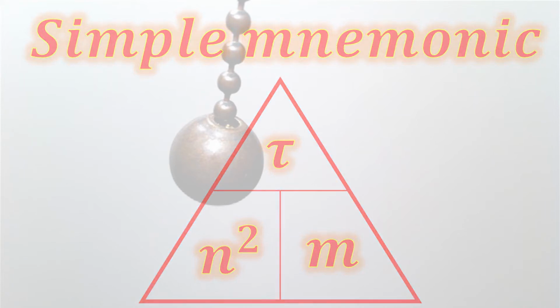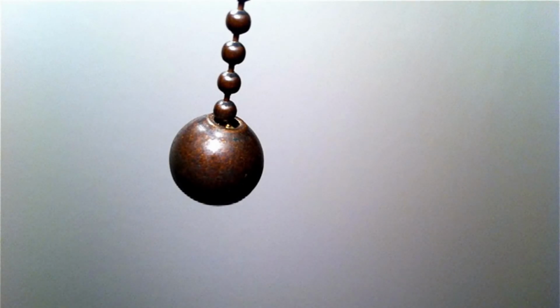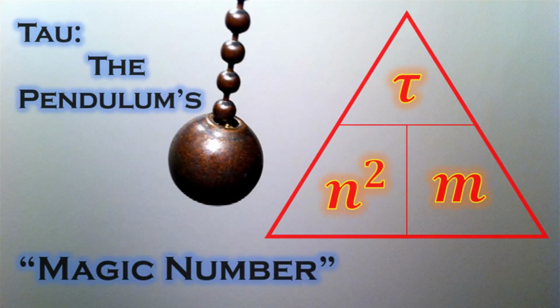All right. So we trust that you like this video. Again, tau is the pendulum's magic number, and the mnemonic again is the triangle with t, n squared, and m.